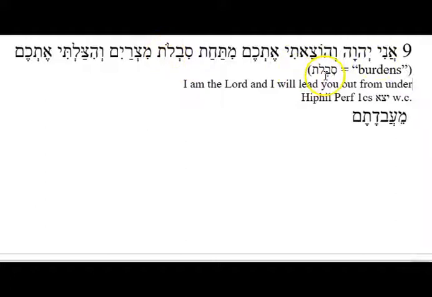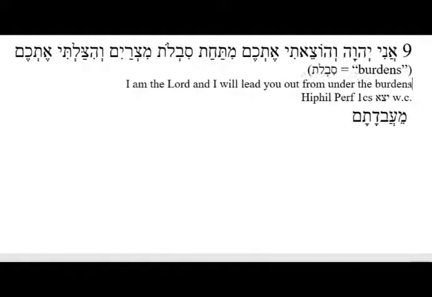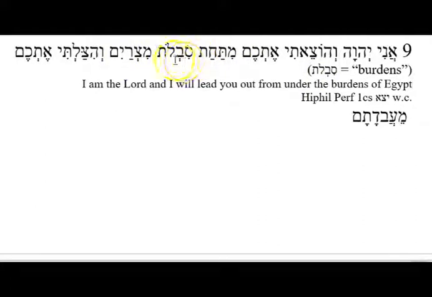Sivlot, and I've given that to you here. From under the burdens of Egypt. So it's a construct chain here, Sivlot Mitzrayim, and because Mitzrayim, Egypt, is a proper name, the whole construct chain is definite. So out from under the burdens of Egypt.